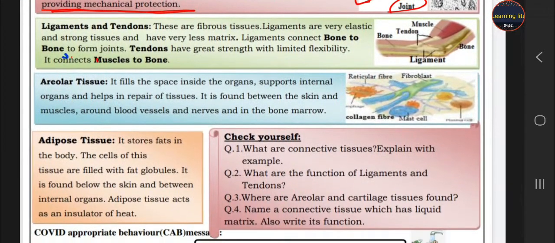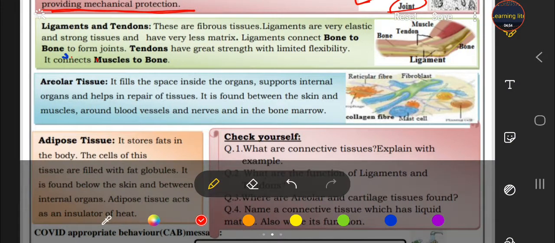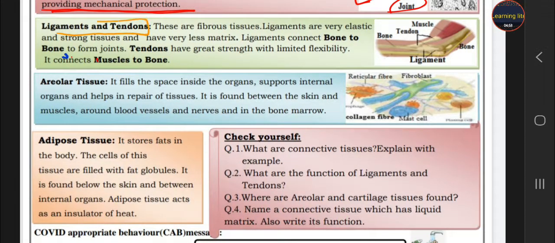Next one is ligament and tendon. What about the ligament and tendon, student? Ligaments are fibrous tissue. They are very elastic and they have less matrix. They connect bone to bone. So ligament connects bone to bone here on your elbow part, and tendon connects muscle to the bone.